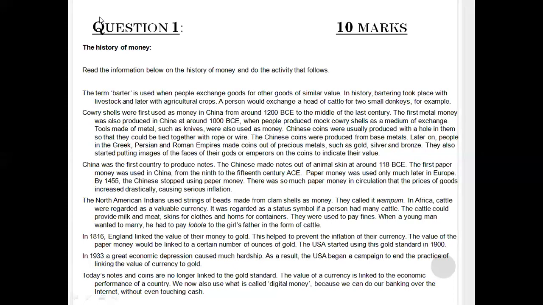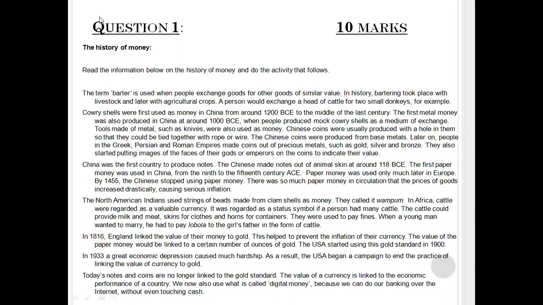The Chinese made notes out of animal skin at around 118 years before Christ. The first paper money was used in China from the 9th to the 15th century. Paper money was used only much later in Europe, and by 1455 the Chinese stopped using paper money. There was so much paper money in circulation that the prices of goods increased drastically, causing serious inflation.